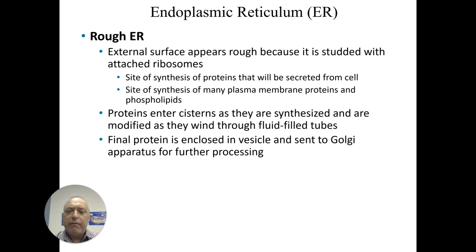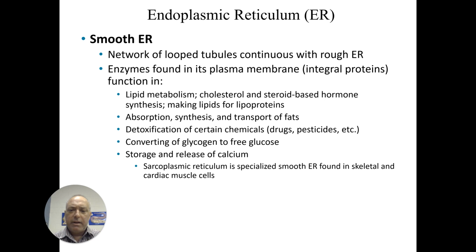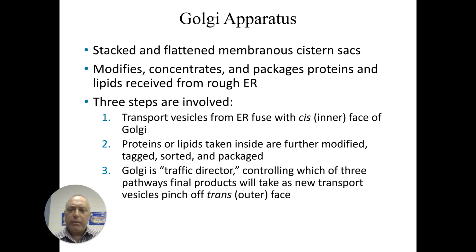Okay, so the rough ER is the site of protein synthesis that is secreted from the cell. So these vesicles are created. And the smooth ER is the site of lipid metabolism, cholesterol and steroid-based hormone synthesis, absorption synthesis, detox, all sorts of different processes. The Golgi is like the FedEx of the cell. It takes these products that were made by the endoplasmic reticulum and it ships them around the cell.